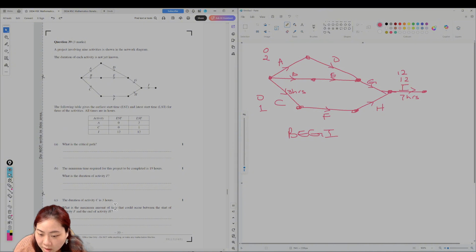What is the maximum amount of time that could occur between the start of activity F and the end of activity H? So this could start at hour 3. Latest start time would be 4 for activity F, because it could wait for 1 hour. And then the latest end time would be 12. So it's 12 minus 3. So that's 9 hours. Maximum amount of time that could occur. Yeah, 9 hours. 12 minus 3.